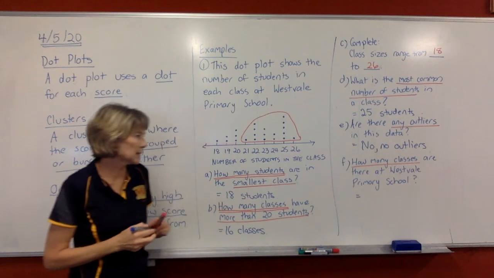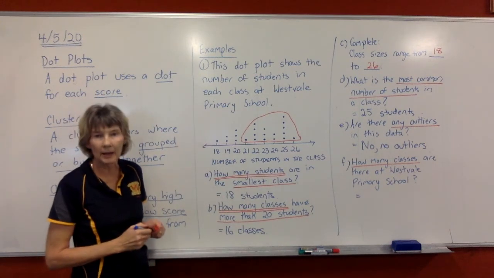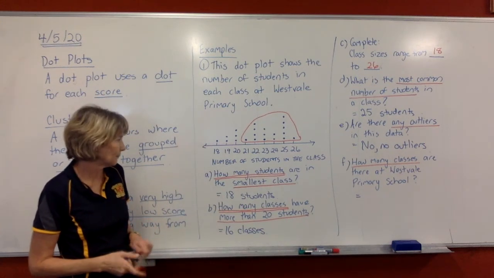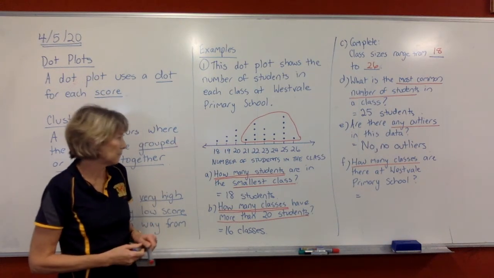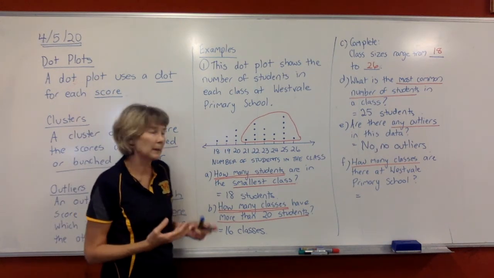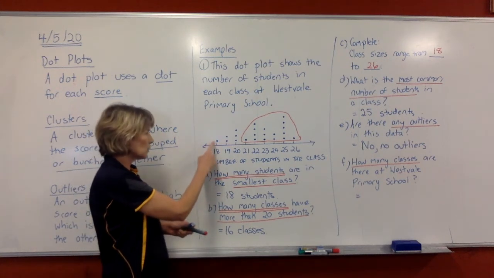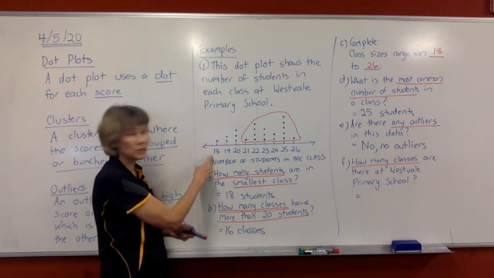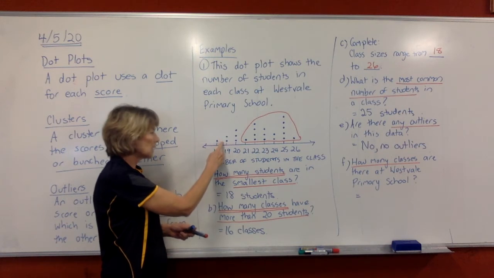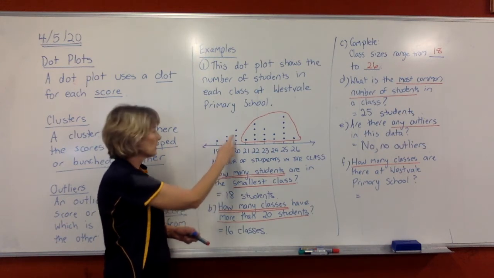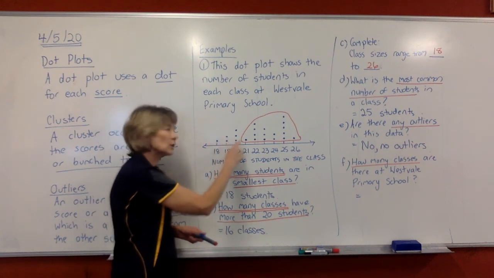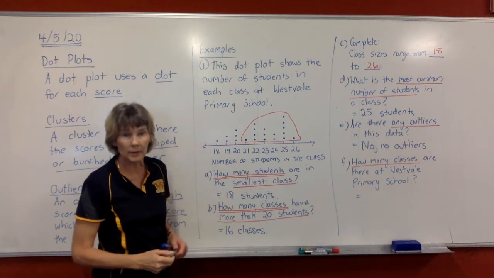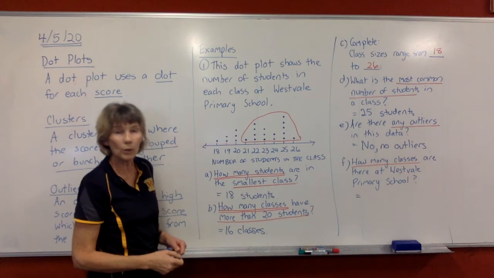Okay, and the last one says, how many classes are there at Westvale Primary School? Now, a lot of people get stuck on this sort of question in an exam. But you've got to think about what this is all about. Remember that this tells you that there's one class with 18 students, two classes with 19 students, three classes with 20 students. So these dots are all representing the classes at the school. So we just got to count up all the dots.